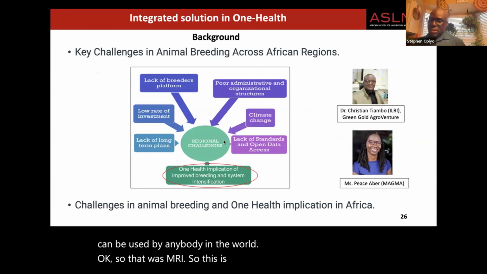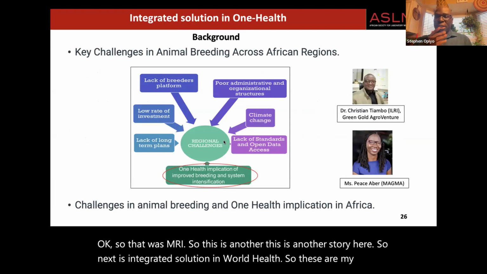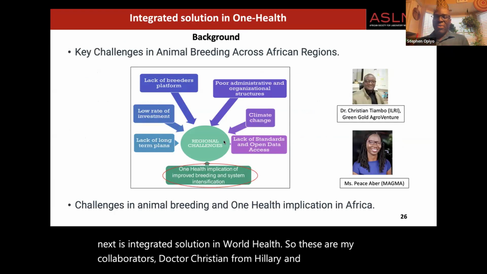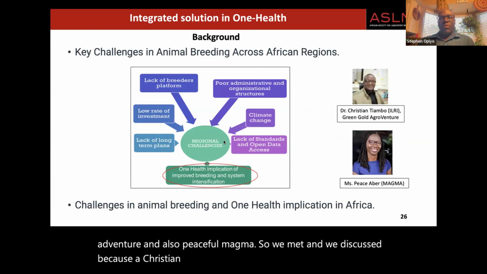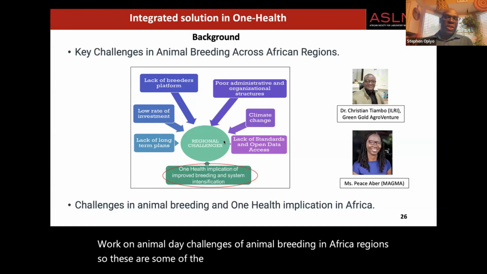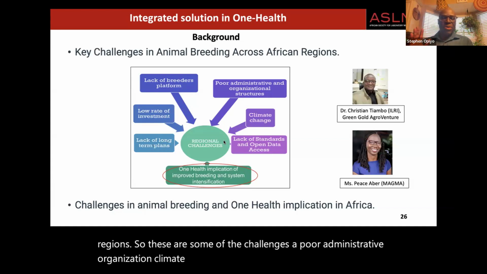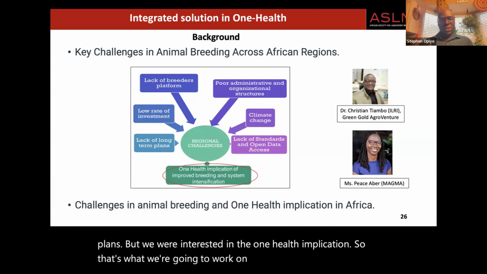So this is another story. Next is the integrated solution in One Health. These are my collaborators, Dr. Christian from ILRI, and Nguyen Agro Venture, and also Peace for Magma. We met and discussed, because Christian works with animals, the challenges of animal breeding in the Africa region. Some of the challenges are poor administrative organization, climate change, lack of standard operation data, lack of breeders platform, low rate of investment, and lack of long-term plans. But we were interested in the One Health implication. So that's what we're going to work on, using what? Using the dashboard.